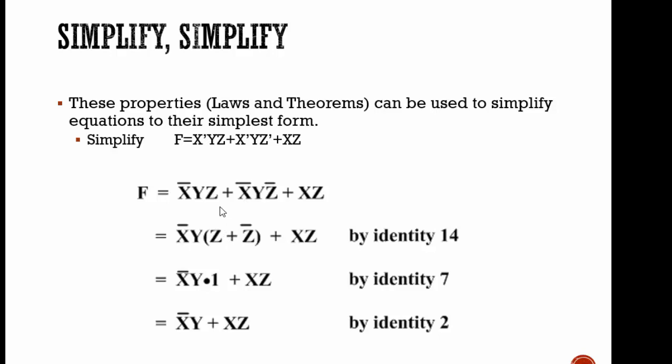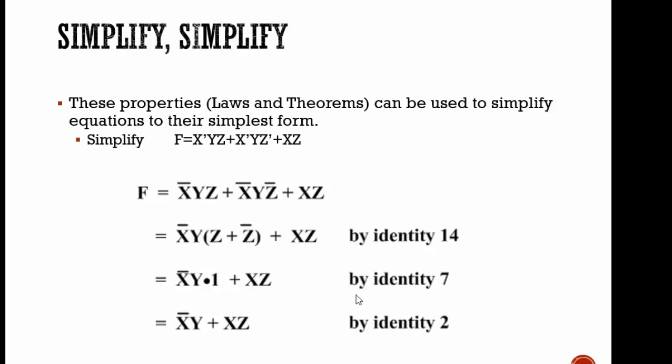Since not xy is common to these two terms, you now apply the distributive law. That is why we remove the xy and then open and close parentheses with z and not z, then plus xz. So the next step is we can find that this particular identity is actually equal to 1.